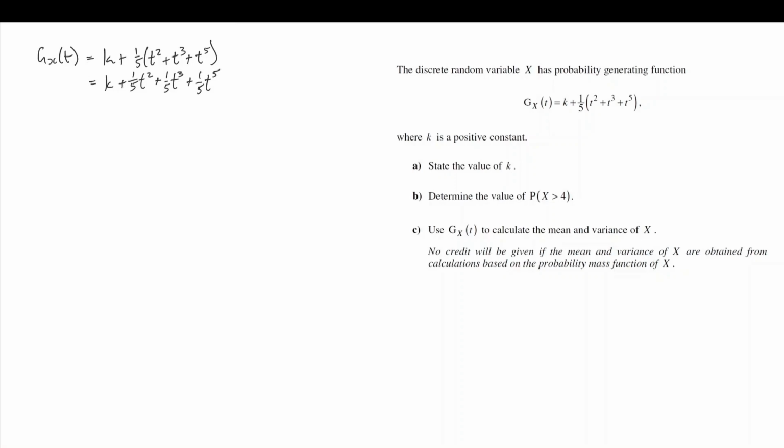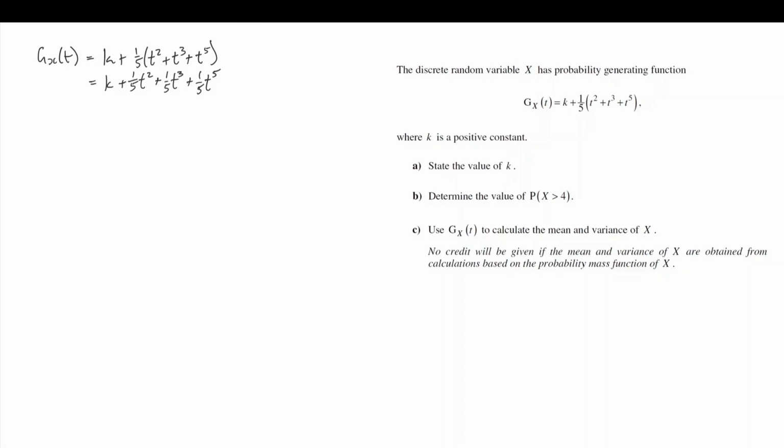I can see that the probability generating function is in its standard polynomial format where each power of t is one of the outcomes and the coefficient of each t term is the probability of that outcome. So I should be able to see all the probabilities and all of the outcomes.